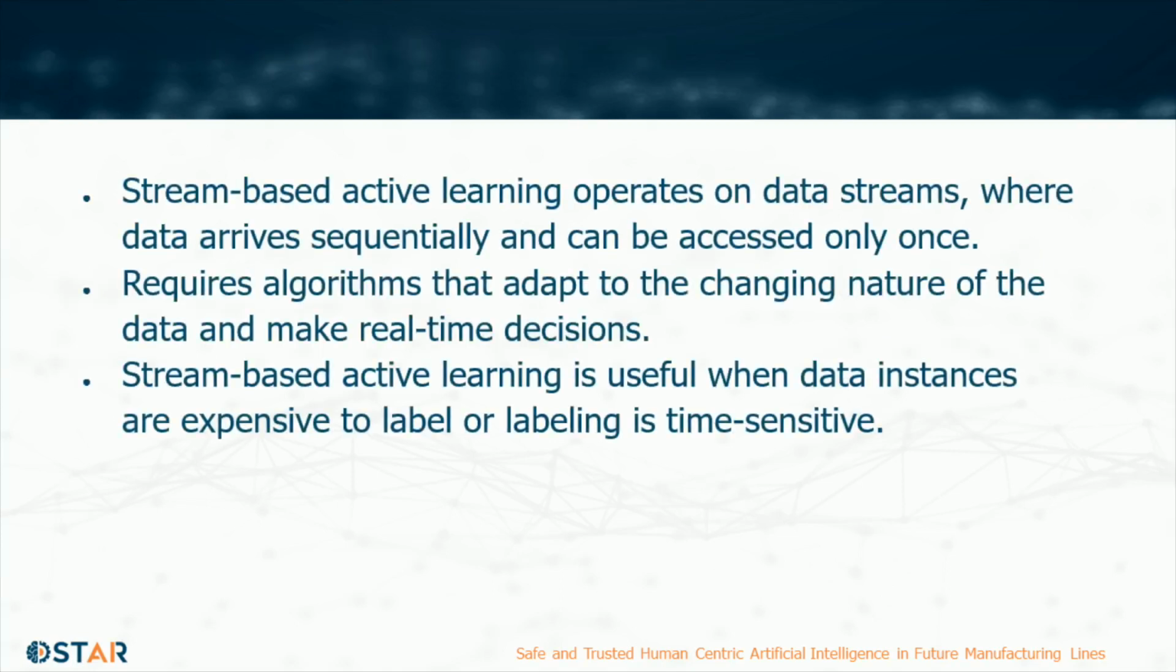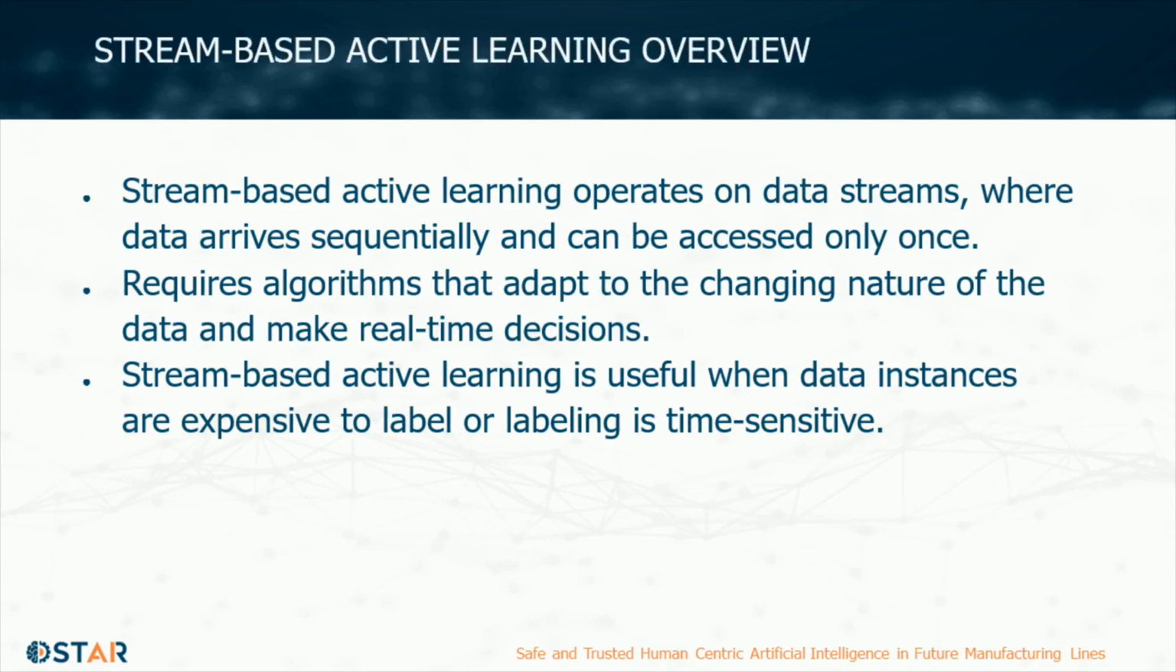1. Stream-based active learning. Stream-based active learning operates on data streams, where data arrives sequentially and can be accessed only once. Unlike traditional batch learning, stream-based learning requires algorithms that adapt to the changing nature of the data and make real-time decisions. It is particularly useful in scenarios where data instances are expensive to label or labeling is time-sensitive.